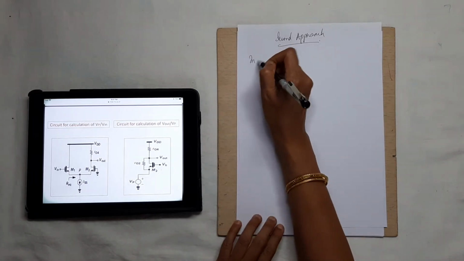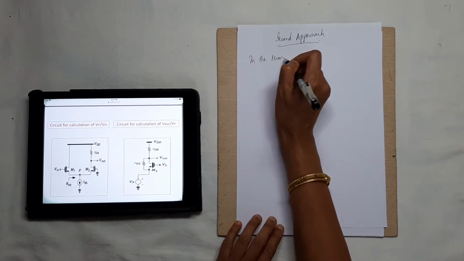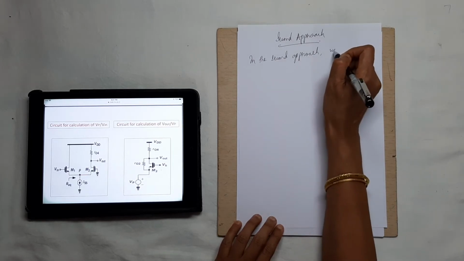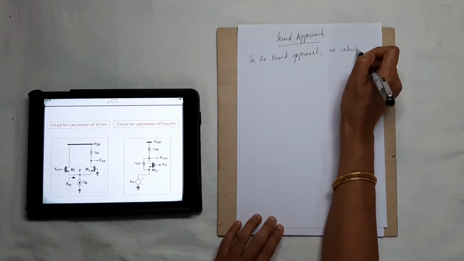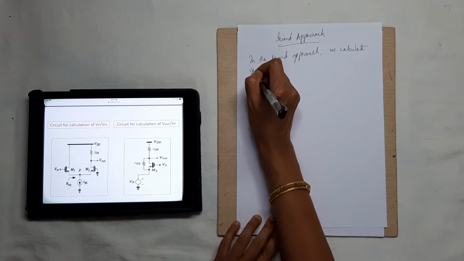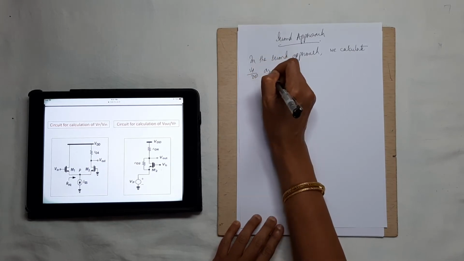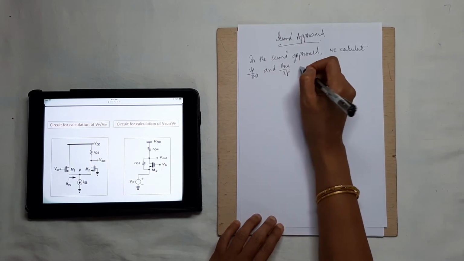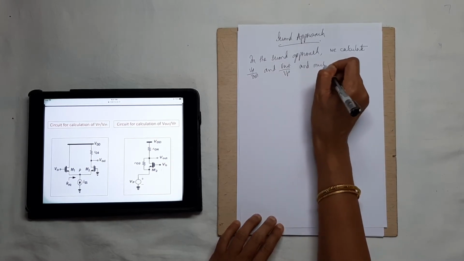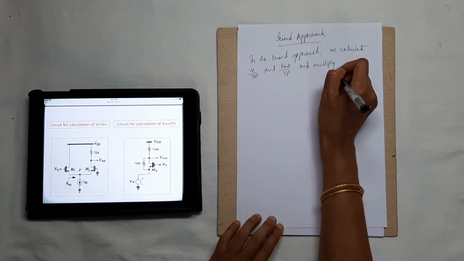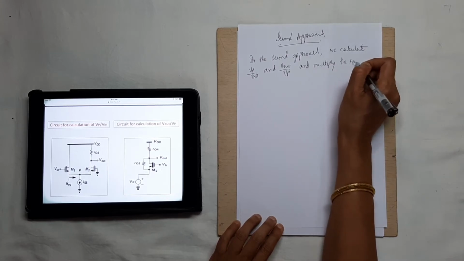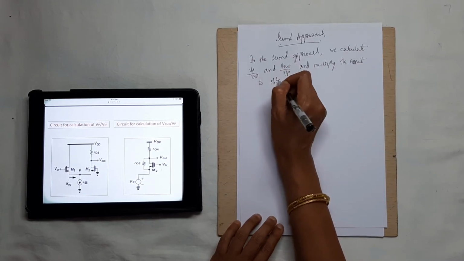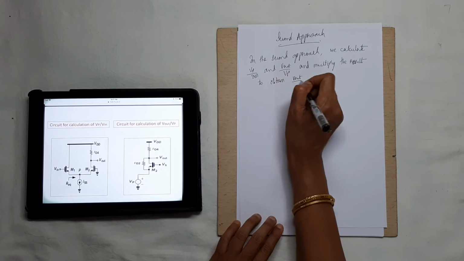In the second approach, we calculate Vp by Vin and V out by Vp and multiply the result to obtain V out by Vin.